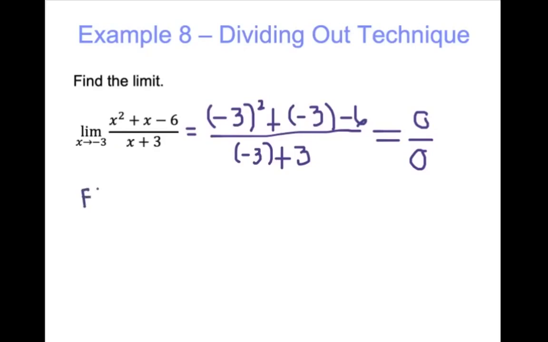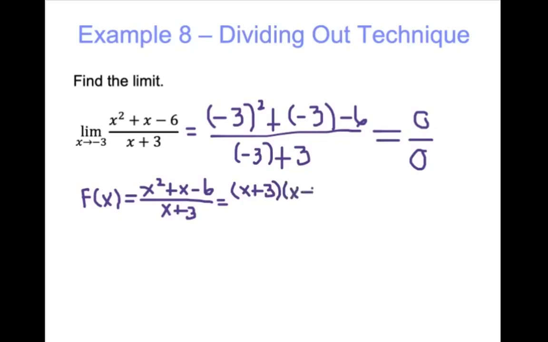And so we have f of x equals x squared plus x minus 6 divided by x plus 3 equals, when we factor the top, we get x plus 3 times x minus 2 over x plus 3.